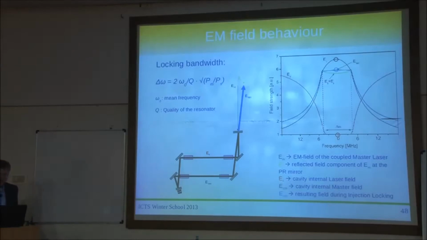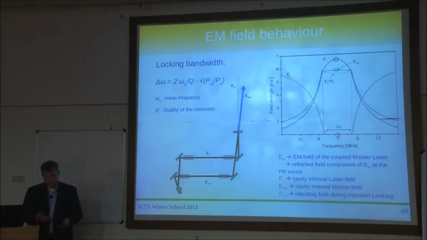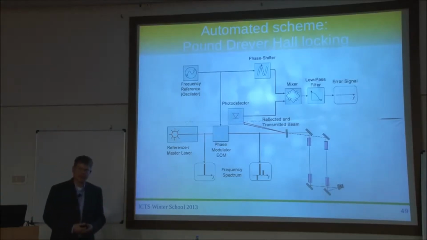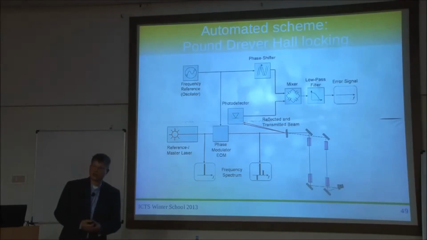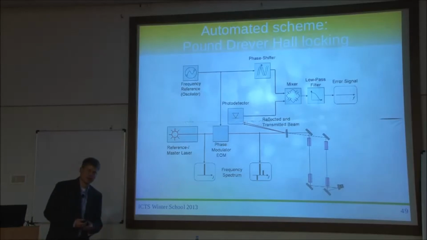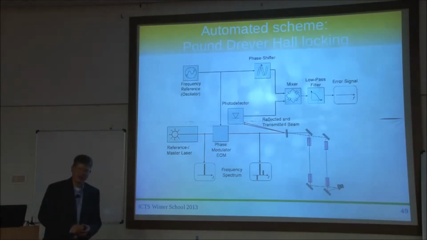Of course, you don't want to have some graduate student who all the time moves this piezo mirror and tries to optimize that thing. So you want to have some sort of automated scheme. And that scheme is not only used for this kind of laser stabilization, it's also used if you try to lock a cavity to some laser, a passive cavity, or even if you want to lock a laser to a gas cell. So it's a pretty common scheme, and it's called the Pound-Drever-Hall locking scheme.